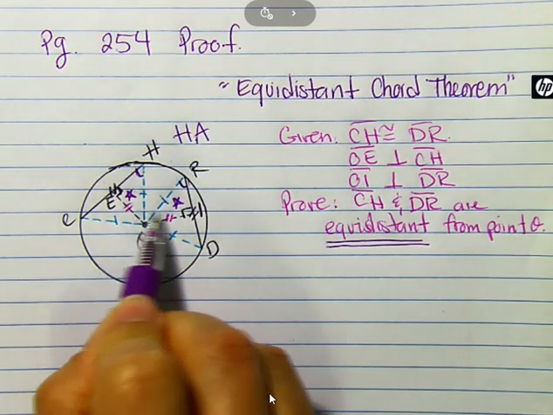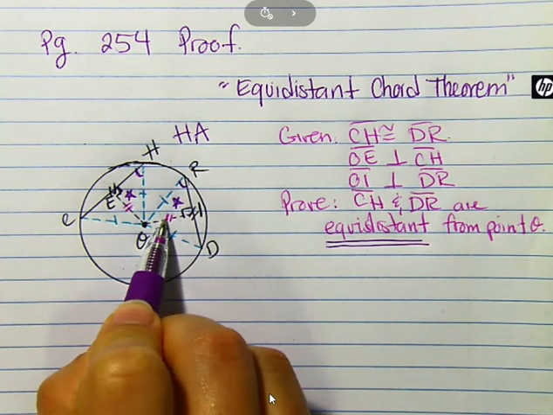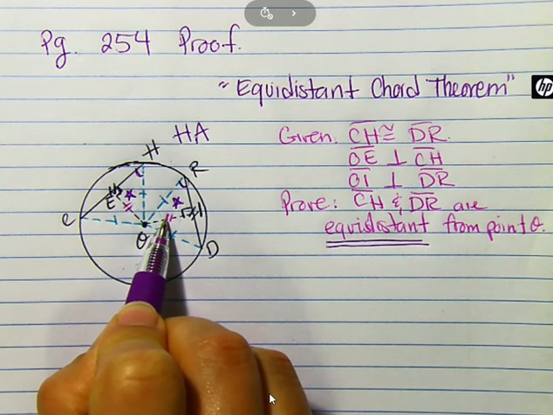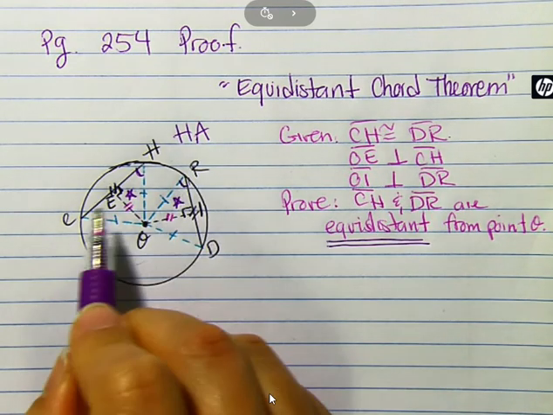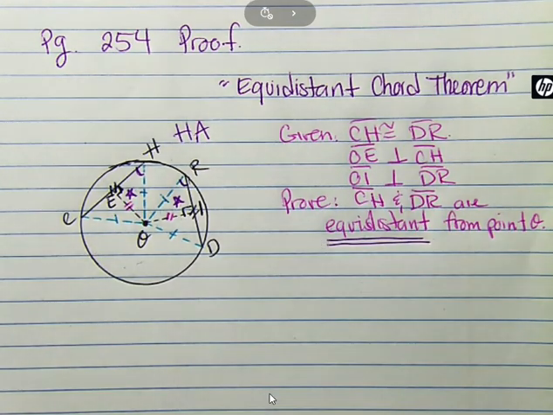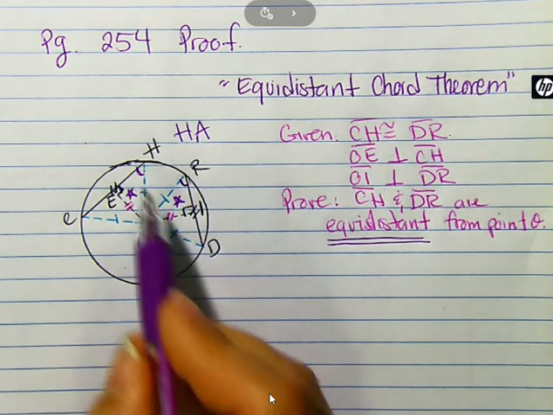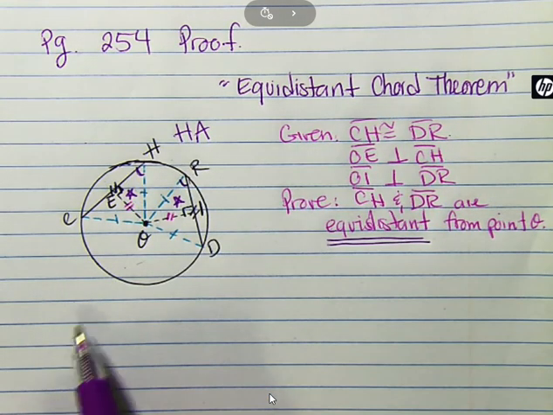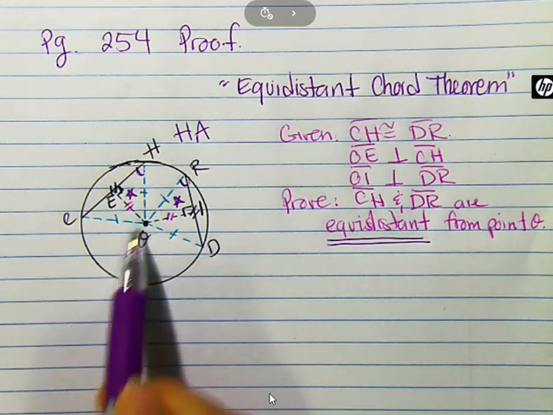So now that these two are the same measure or length or distance, then I can safely say that point O is equidistant from both chords DR and CH, which proves my theorem, the equidistant chord theorem: if two chords are congruent within the same circle, those two chords must be equidistant from the center of that circle.